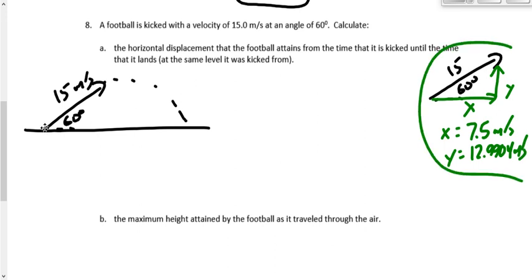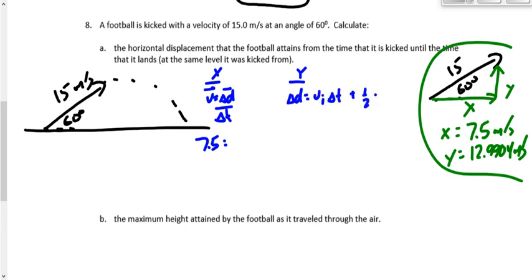And then we do the same thing as we did for the last question. What's the horizontal velocity here? Not 15. It's gone now, right? It's dead to us. We replace the 15 x component with 7.5. We don't know what d is. We don't know what t is. Delta d for the y component is 0 because it lands on the ground. Vi is 12.99.